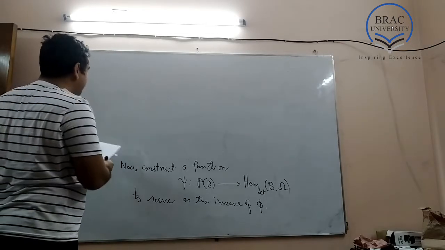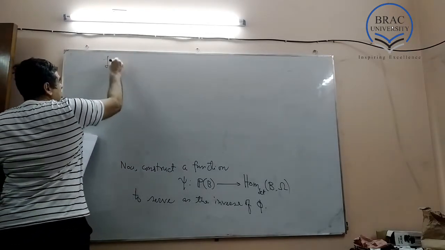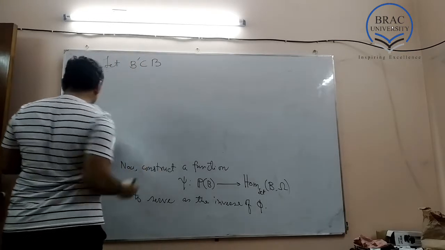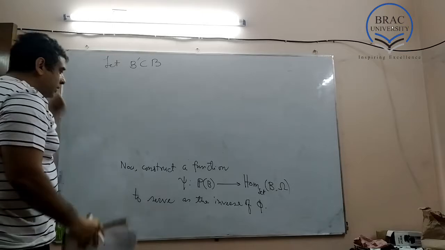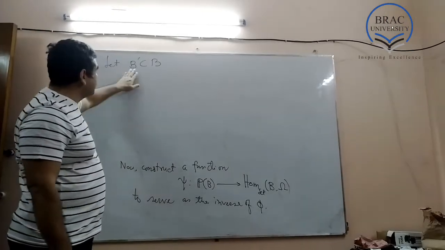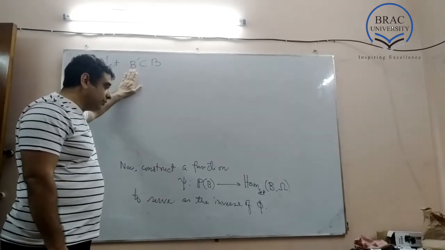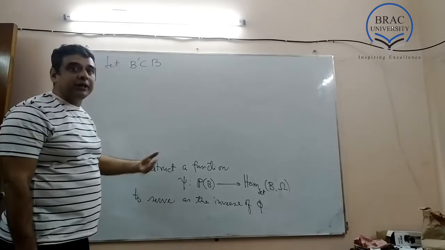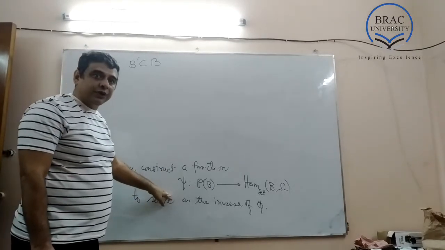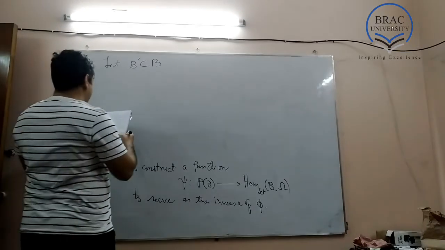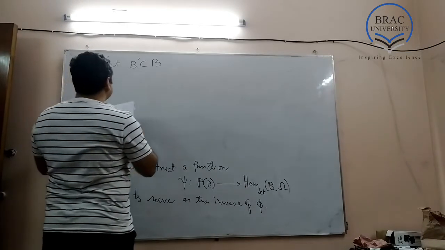So we choose a subset of B first. Let B prime be a subset of B. We need to define this. So this is exactly the characteristic function associated with a subset of B, as we will see later. For the moment we are going to denote it by psi, but later we'll give a new notation for this particular function. Okay? So let's stick to this notation of psi for the time being.